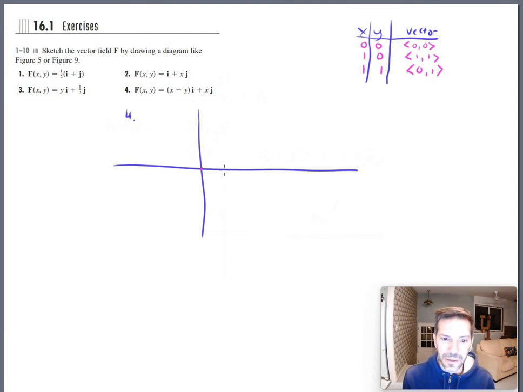At 1, 0, right here, we should plot a vector that goes 1, 1, about that direction. And at the point 1, 1, right there, we should draw a vector that goes 0 over and 1 up. So there's 1, 2, 3 points in space with their associated vectors.